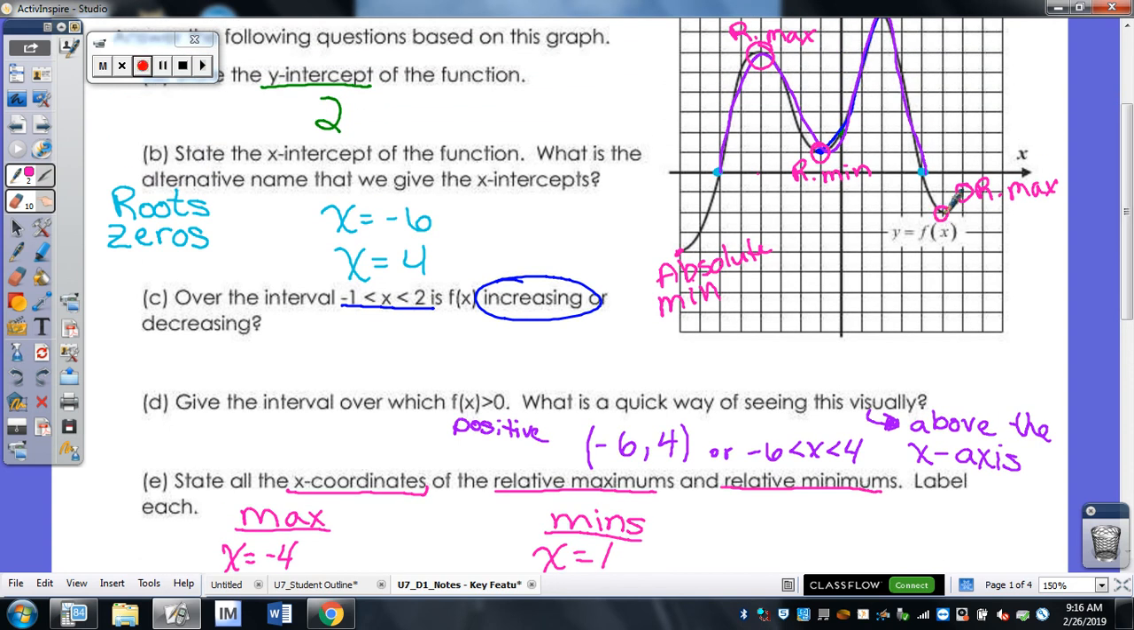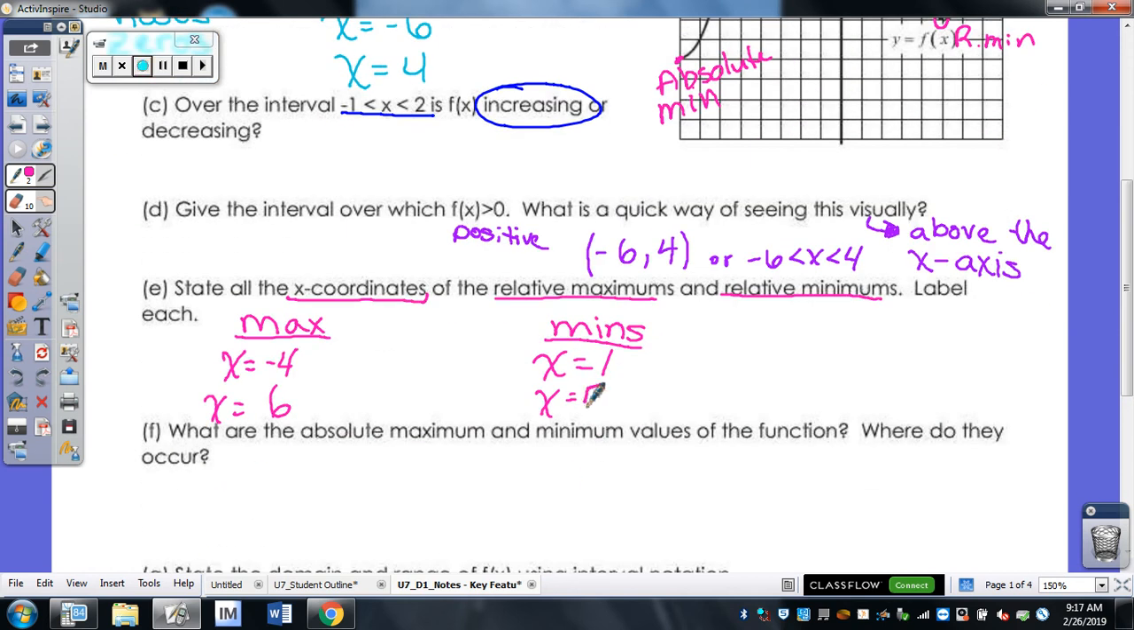And then here is our other relative min. The low point, not the absolute lowest though. So that's going to be when x is 1, 2, 3, 4, 5. So 1 and 5 are where our relative mins are.